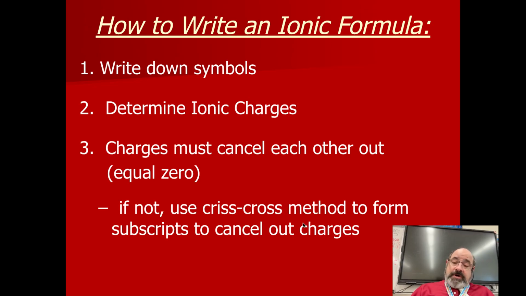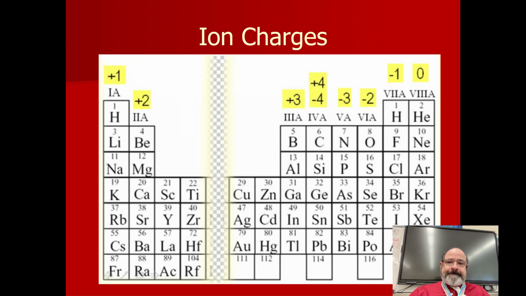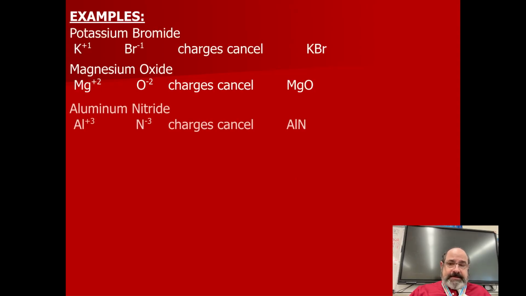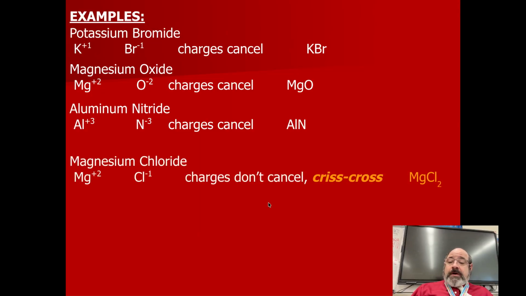Now, if they don't cancel, we have to do something else. A shortcut is called the crisscross method. So you crisscross the charges, the 1s cancel, and the charges cancel. So what do you mean? Well, let's take a look. So we have our ion charges. You do the same thing we did before. We look up the ions, and these guys we just did before. They're easy, same number. But magnesium is a +2, chloride is a -1. +2 and -1 don't cancel. So what do we do?